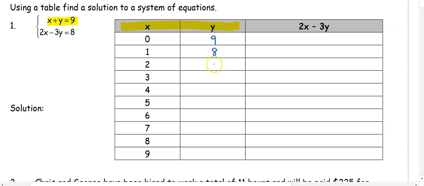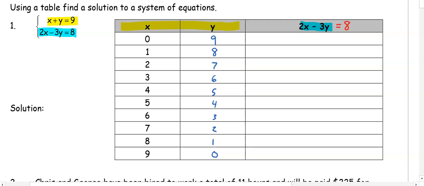So if we keep going and filling in the rest of the table, we would have 7, 6, 5, 4, 3, 2, 1, 0. So any row that I pick is going to add up to 9 together. Then the third column is going to represent the second equation, which in this case is 2x minus 3y equals 8. So we are trying to figure out which of these rows is going to equal 8.